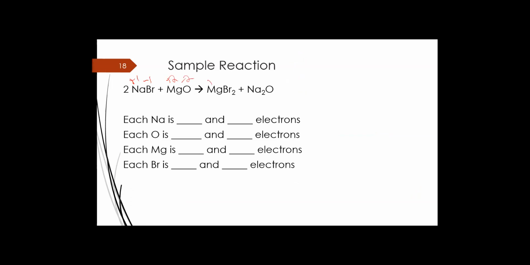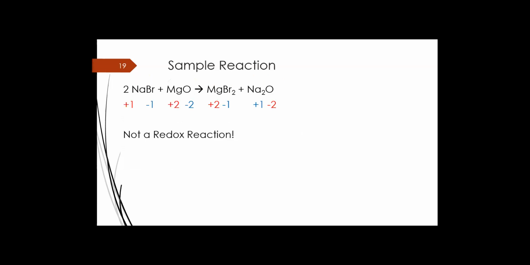MgBr2, well, magnesium still would be a +2. Bromine would still be a -1. Sodium still a +1. Oxygen still a -2. And so now when we look at that, did any of them change? In this case, none of them changed. And so this is actually not an example of a redox reaction.